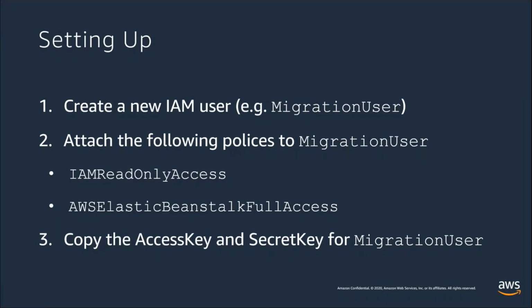Now let's go through the steps for setting up the Migration Assistant. First, an IAM user is required. This user needs to have IAM read-only access and AWS Elastic Beanstalk full access policies attached to it. You also need to get the programming keys for this user.